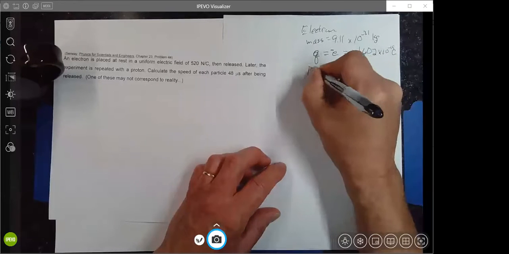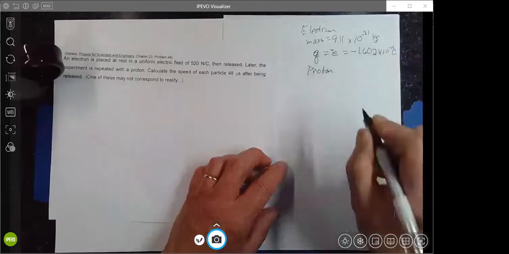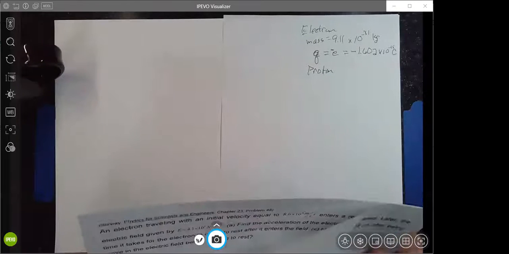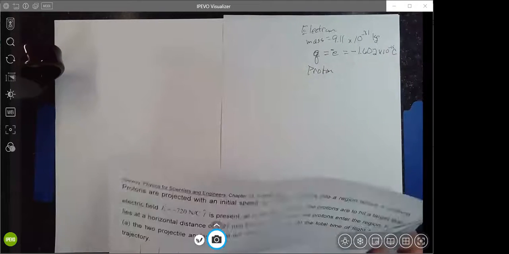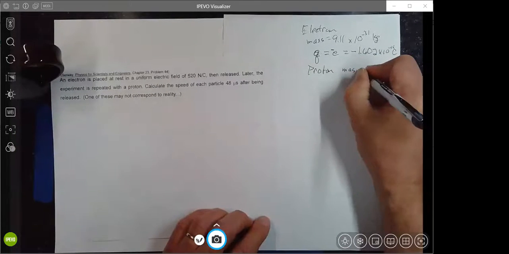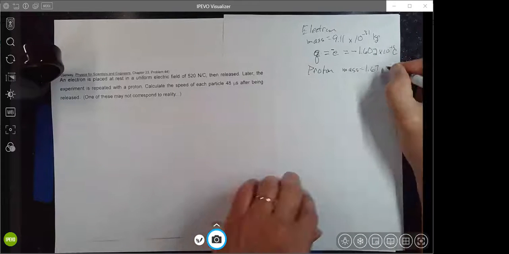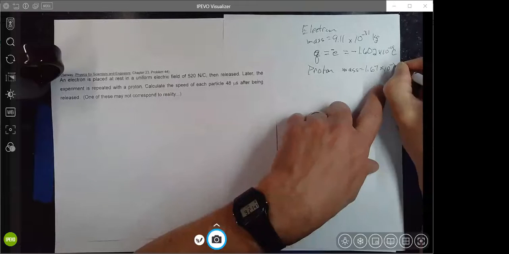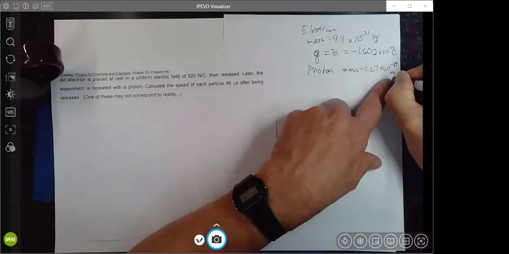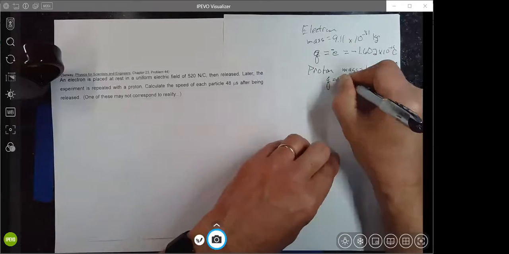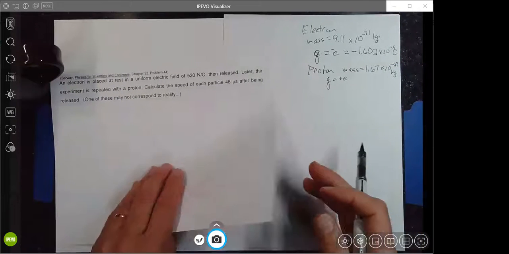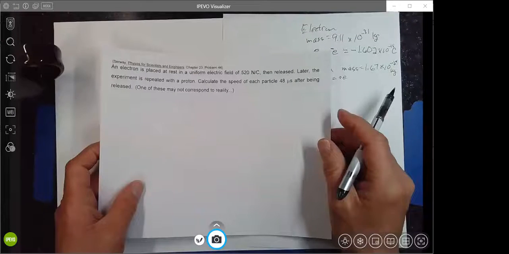And then for a proton, and I don't know if we have any problems with anything other than electrons or protons. Let's see. Electron, electron, protons. Okay, yeah, for a proton, the mass is 1.67 times 10 to the minus 27th kilograms. And then the charge is equal to plus E. So it's the same charge as the electron, but positive. So those are a couple of numbers that we'll be using today.